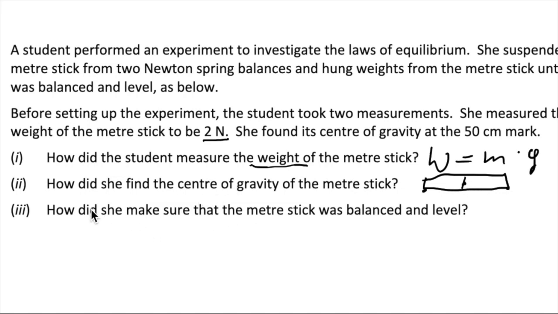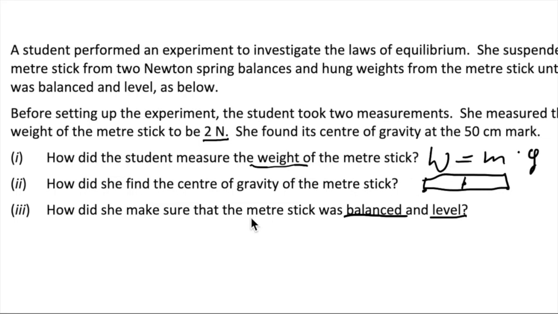And then the last question is, how did she make sure that the meter stick was balanced and level? We have 2 different parts to this question. That's why we have to be very careful that we answer both of them. So how did we make sure that the meter stick was balanced? Balanced means that the meter stick doesn't move. So forces on the one side and the other side, up and down, left and right, are all equal. So the meter stick is balanced when it doesn't move.